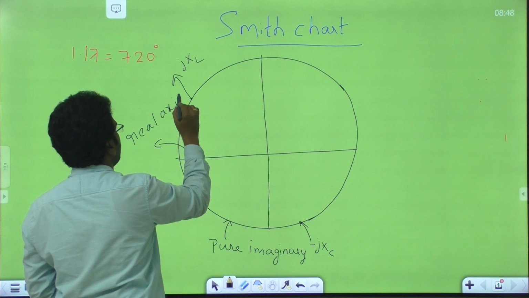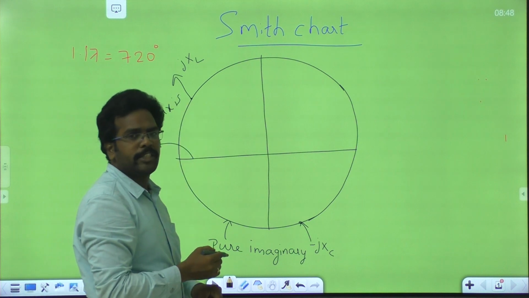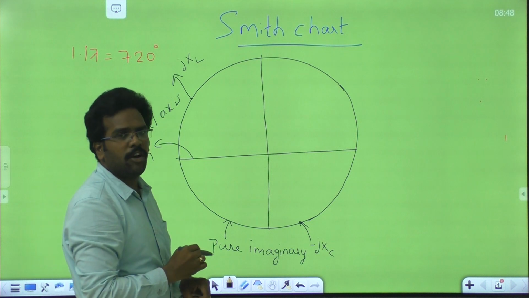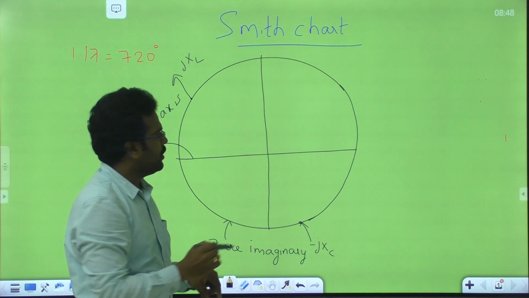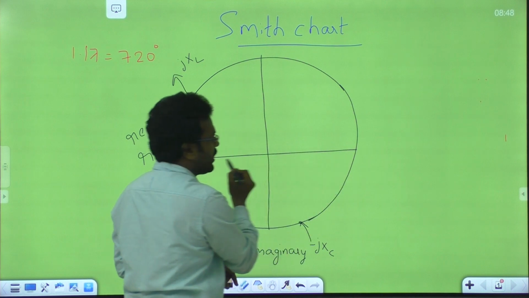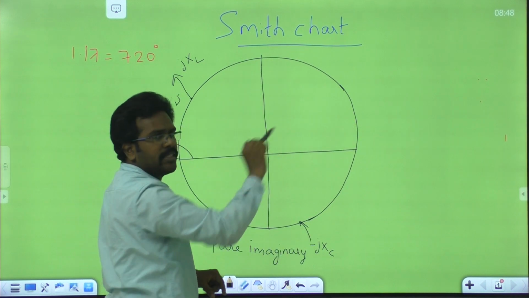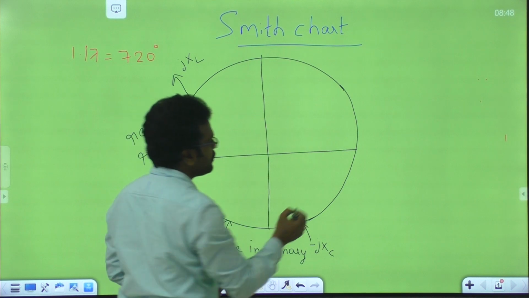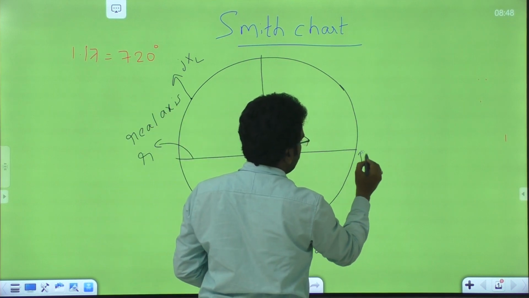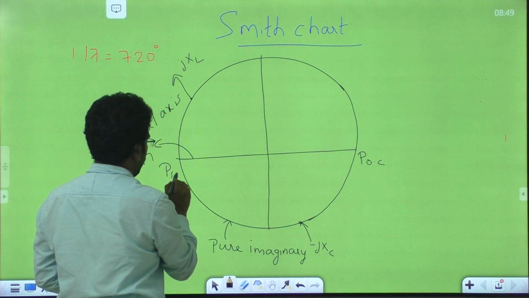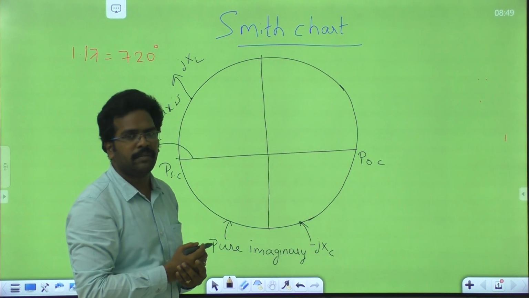Here it contains only purely resistive loads, normalized resistance. At any point on this line, it contains only real values. At any point on the outer circle, it contains only imaginary values. That is the point. This is the POC point, and this is the PSC point. So this is our Smith chart.